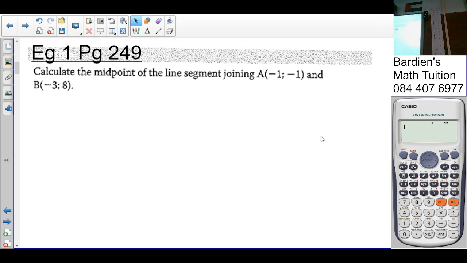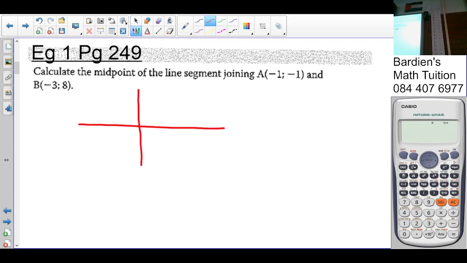So example 1 on page 249, we are asked to calculate the midpoint of the line segment joining A, which is (-1, -1), and B, which is (-3, 8). So if we now put that on a Cartesian plane, that's (-1, -1) there, which is A, and B, which is (-3, 8). Let's put B here. So they want to know what is the value of that line.